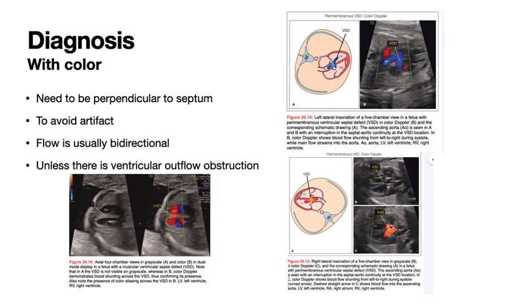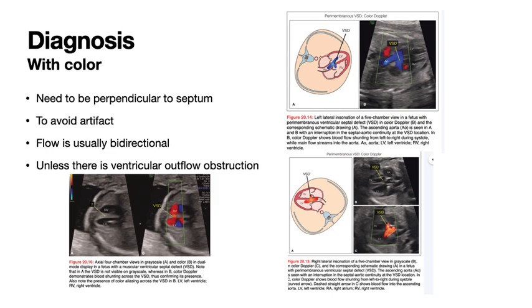All right, well, how do you make the diagnosis? Well, certainly if you're using color, you need to be perpendicular to the part of the septum that you're interested in. You need to do that to avoid artifact, because if you're parallel to the two inflow tracts, you can get artifact that makes them look like they are connected. So you need to get perpendicular to the septum and then turn on the color.